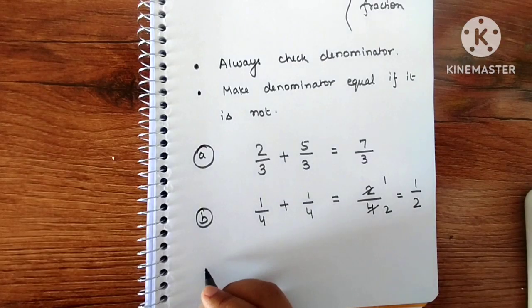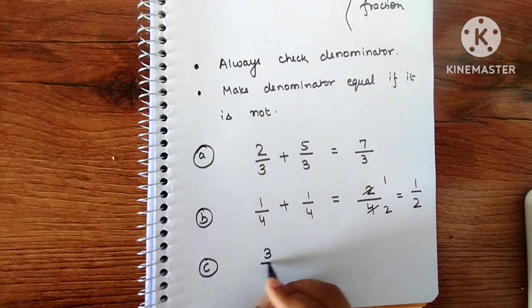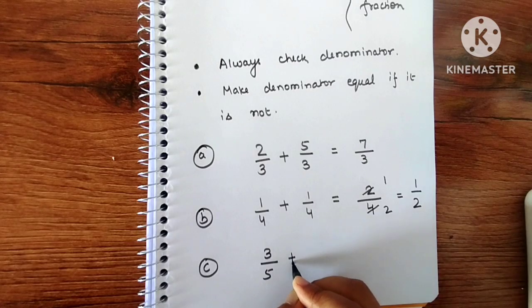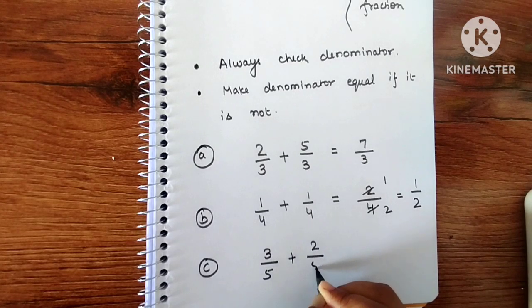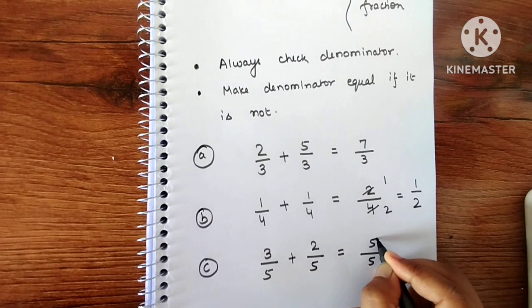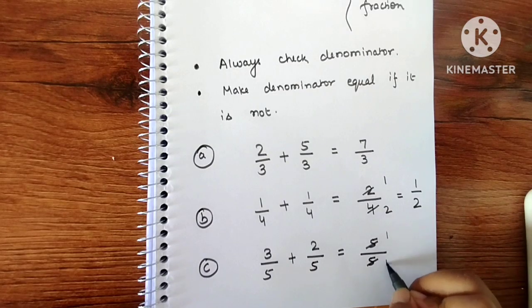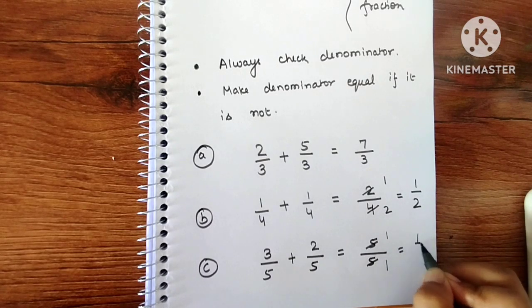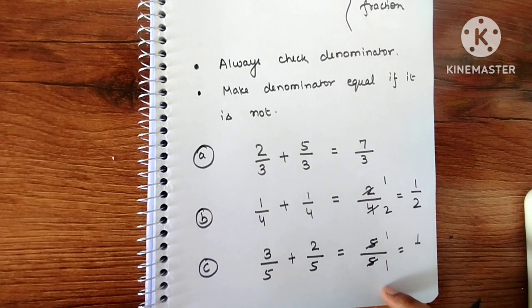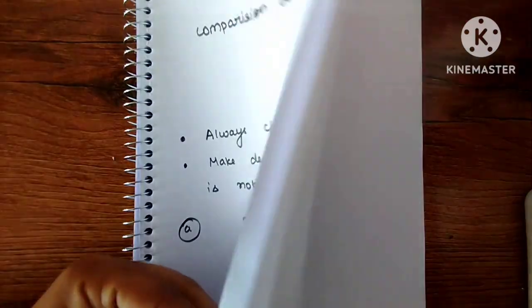Okay, now the third one. 3 upon 5 plus 2 upon 5. Again the denominators are the same. 5. 3 plus 2, 5. Both are divisible by 5. 5 ones are 5, 5 ones are 5. So your answer is 1, because a denominator of 1 doesn't have any value. Okay. Now the next one.